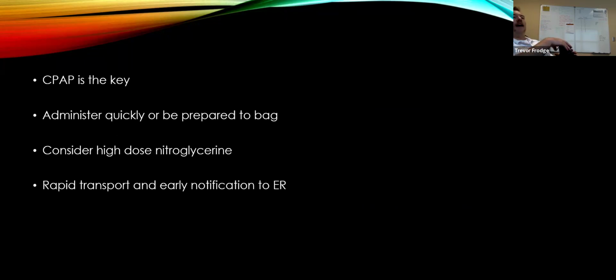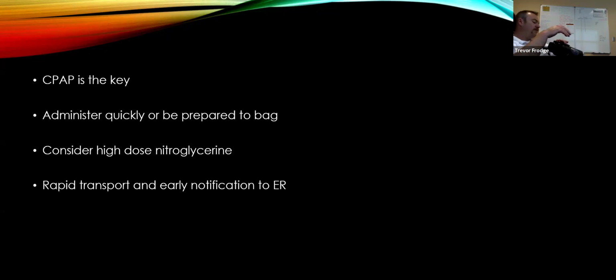The key to this is CPAP. So we need to administer CPAP quickly, or be prepared to bag them because he's already crashing. Because it's congestive heart failure, also consider high-dose nitroglycerin. So our typical nitro dose is 0.04 milligrams sublingual. We're going to double that. Instead of giving 1 tablet, we're going to give 2 under the tongue. So what that's going to do is hopefully open them up a little bit more and reduce what's called pulmonary hypertension. That's the pressure that your heart's pumping against to try to get oxygenation to occur.